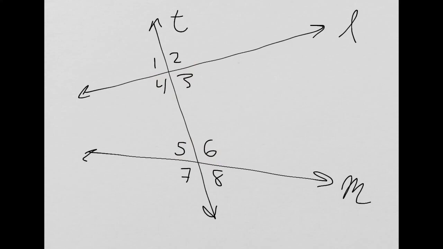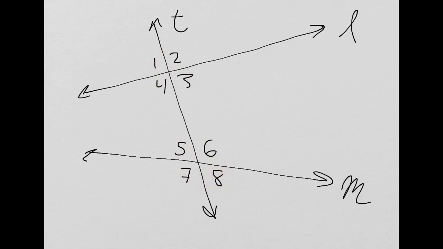Now we're going to try to find corresponding angles. So go ahead and pause the video, try to find a pair of corresponding angles. Now that you've had a chance to work on that on your own, let's take a look. Corresponding angles lie on the same side of the transversal and in corresponding positions. So one possible pair of corresponding angles would be angle 1 and angle 5. Another possible pair could be angle 2 and angle 6. Another possible pair could be angle 4 and angle 7. And our last possible pair could be angle 3 and angle 8.